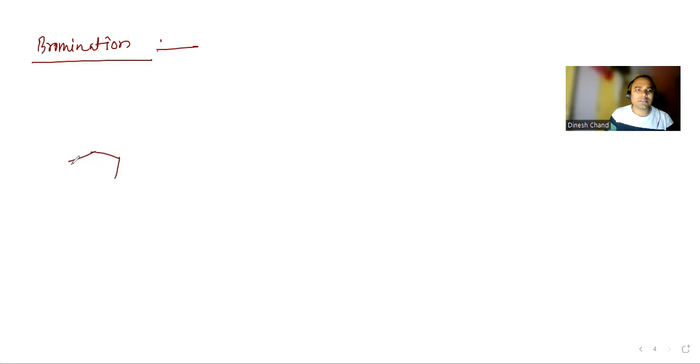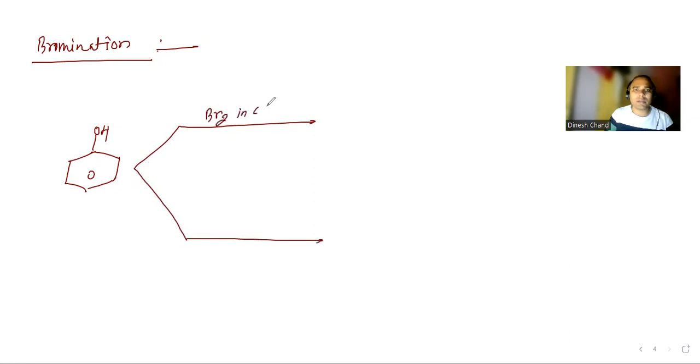If you see, this is the phenol, student. Here will be the OH group. And bromination can be achieved in two different ways, dear student. What are the two different ways? You can take the Br2 in CS2. You know, student, CS2 is a non-polar solvent. So it forms the electrophile, very small in quantity.